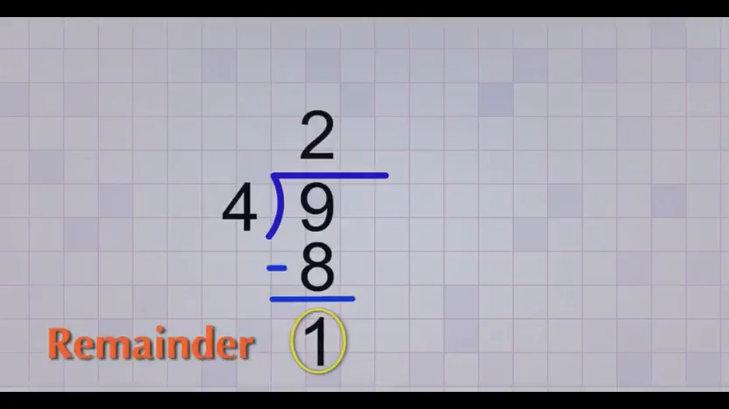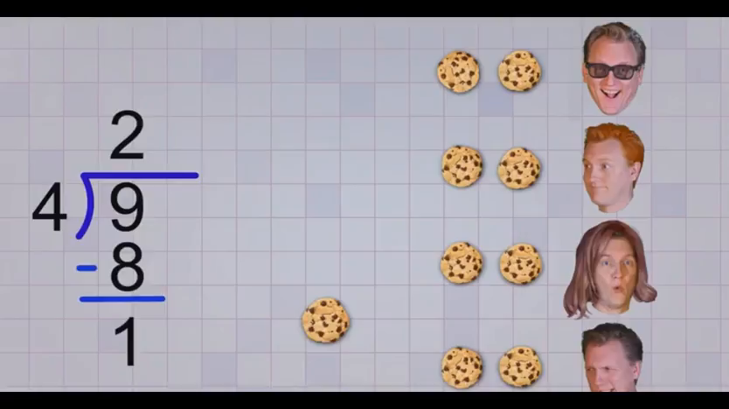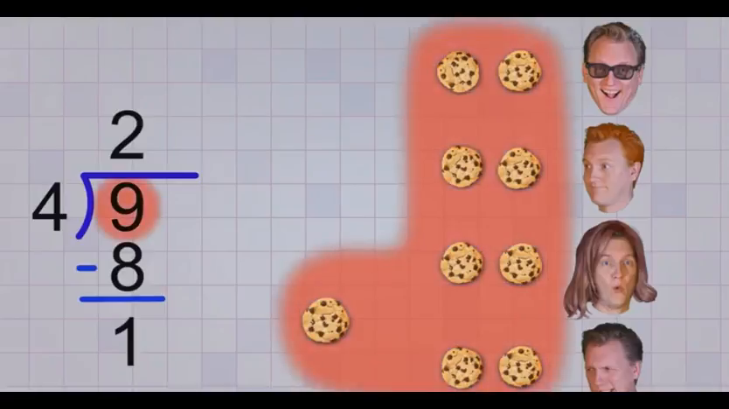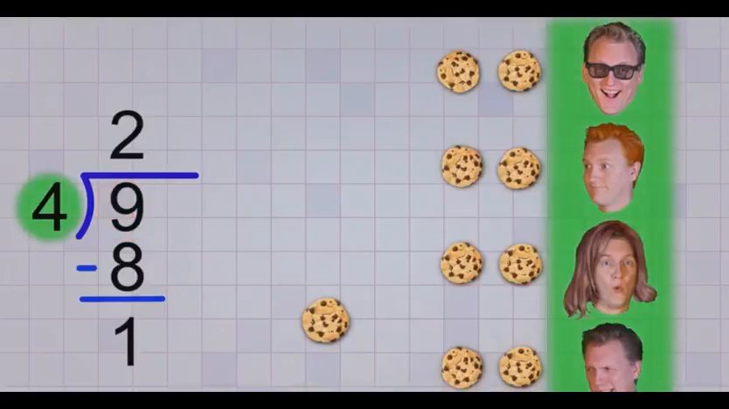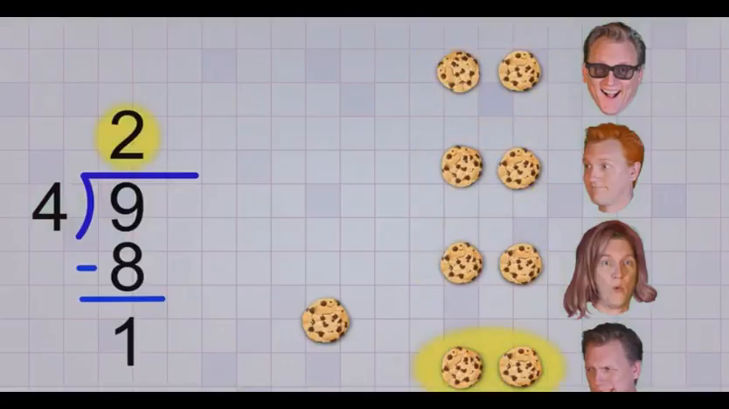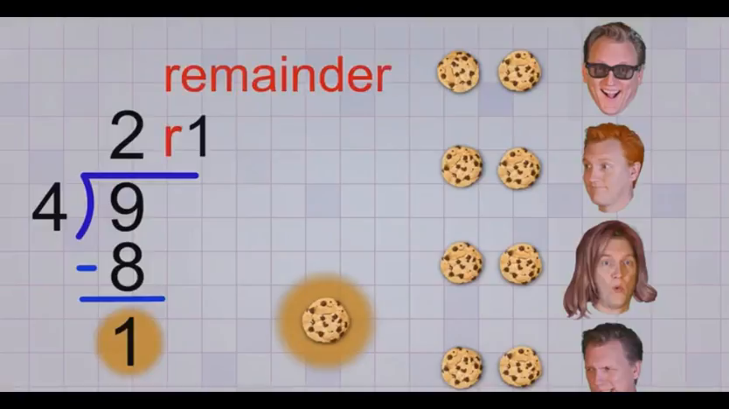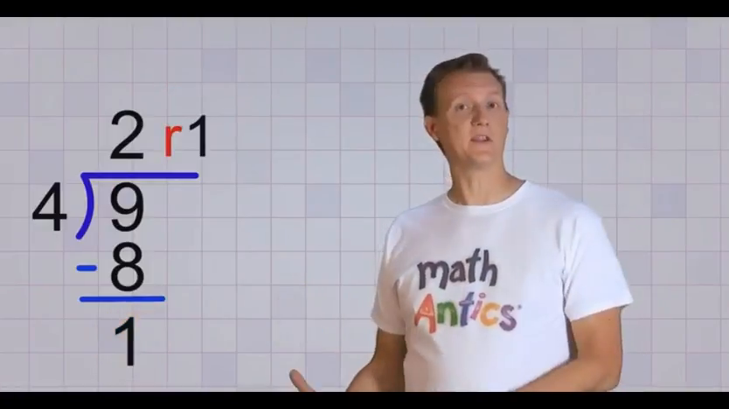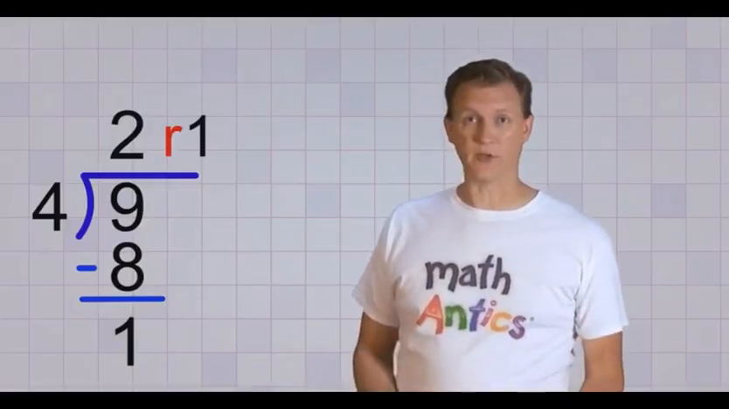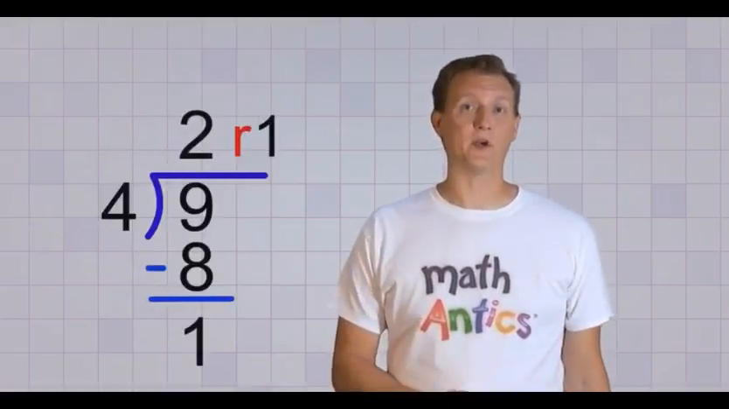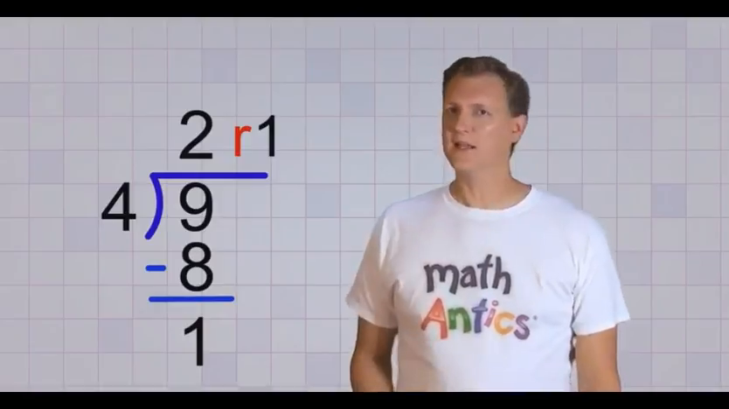Now that sounds good. It's less than our number of groups, and you can see with our cookie problem that it's exactly right. 9 cookies divided into 4 groups gives 2 cookies to each group, with 1 left over as a remainder, which we'll put right up here in our answer with an R for remainder. Perfect. And now you can see how you can do division without using pictures or cookies, but just with numbers and a procedure to follow. Let's try a couple more so you really see how it works.